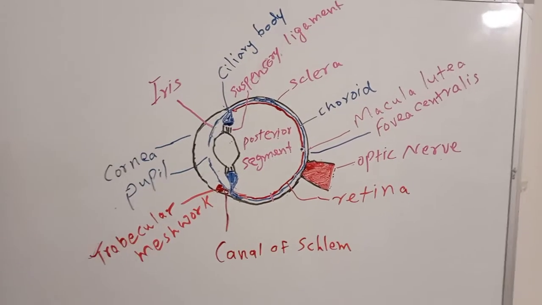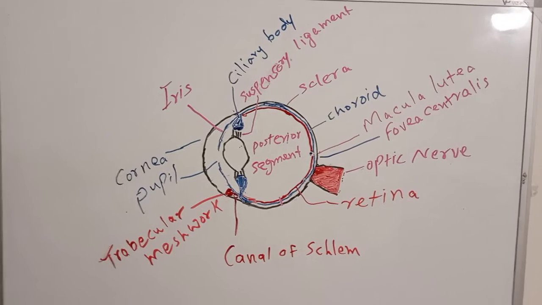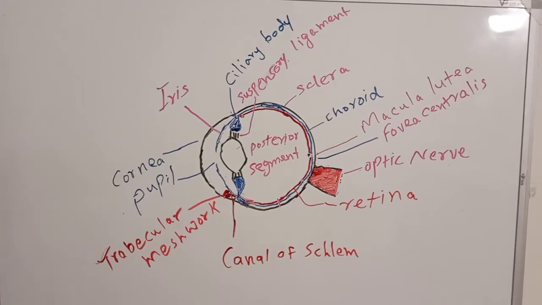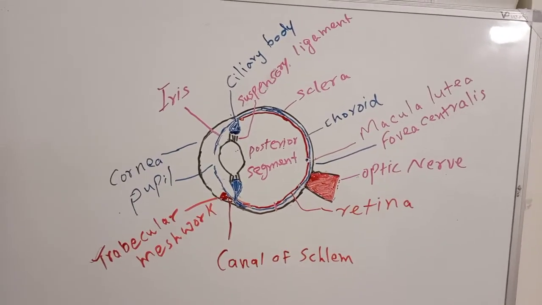It has three layers. Its wall has three layers. This was sclera. Sclera is also known as white of the eye. It also means hard.